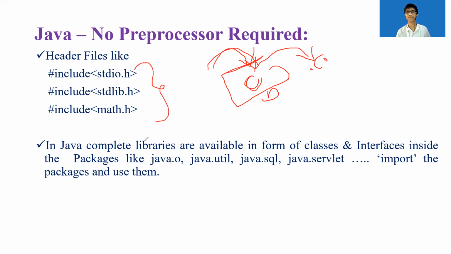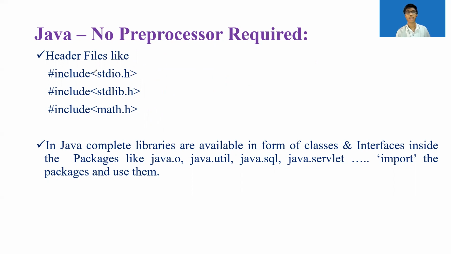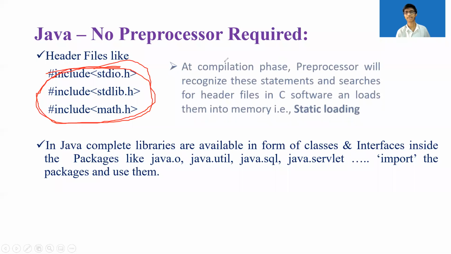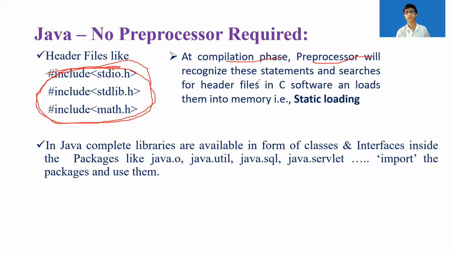Now, in order to load the content of these header files, the compiler takes the responsibility and loads them at the compilation phase itself. At the compilation phase, the preprocessor recognizes these header file statements, searches for the header files, and simply loads them into memory. So at the compilation phase itself, we are allocating the memory. That is called static loading.